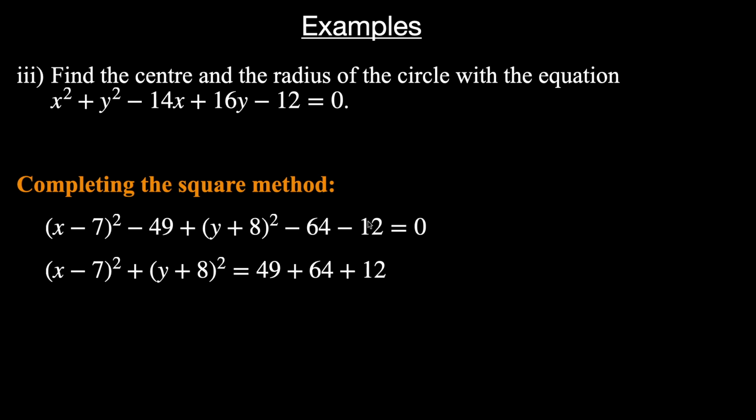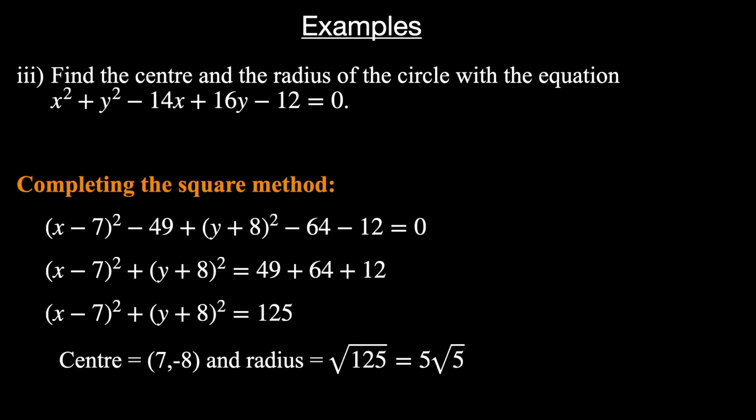I've added those three constants to the right hand side. Then we get (x take 7) all squared plus (y plus 8) all squared equal to 125. And from this equation, we can read off the center and the radius. So the center will be (7, negative 8), and the radius will be the square root of 125, which is 5 root 5. So really with those two methods, you're doing the same operations, you're just doing them in a different order, and take your pick as to which one you prefer.